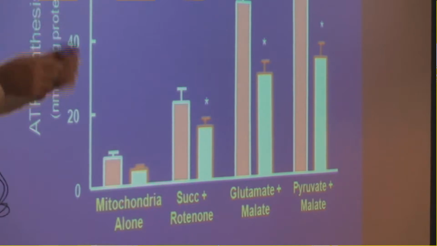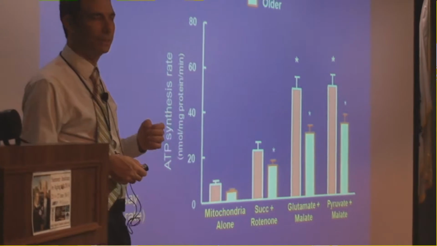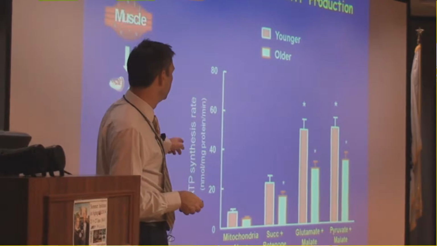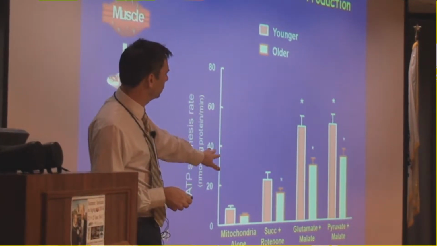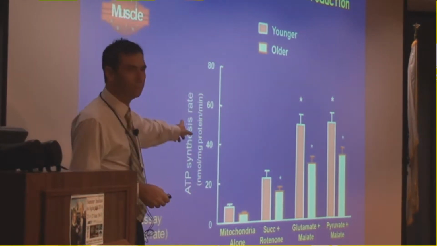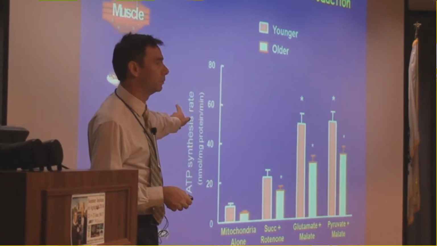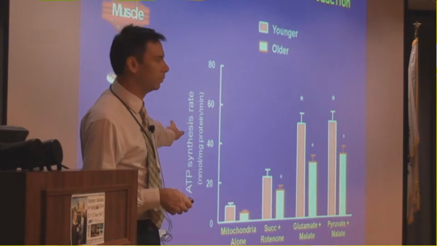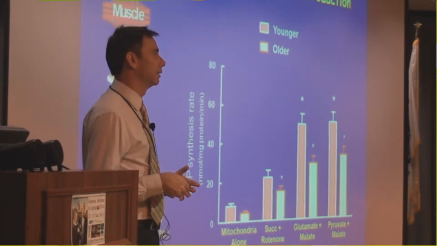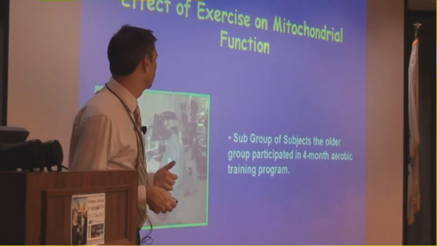So we need to feed the mitochondria different substrates like pyruvate and malate. Going back to the Krebs cycle, these are the substrates that it'll use to make energy. And as you can see, regardless of the substrate we give those mitochondria in the plate, the amount of ATP that is made by younger people is about twice that of older people. So for some reason, the amount and the function of those mitochondria is going down as we age. And so that is a measure of mitochondrial function.